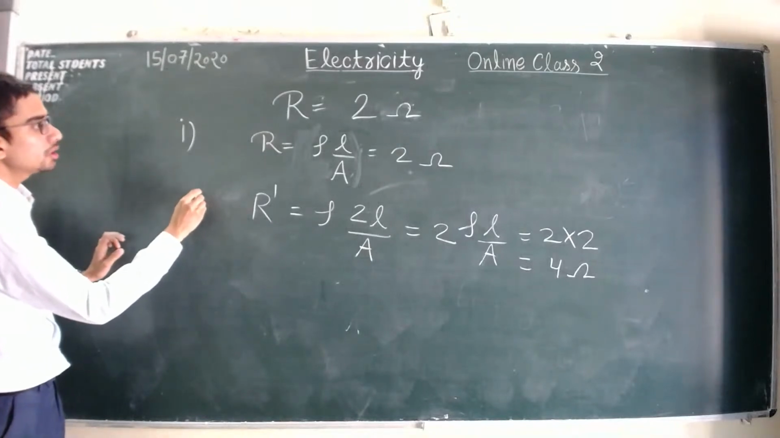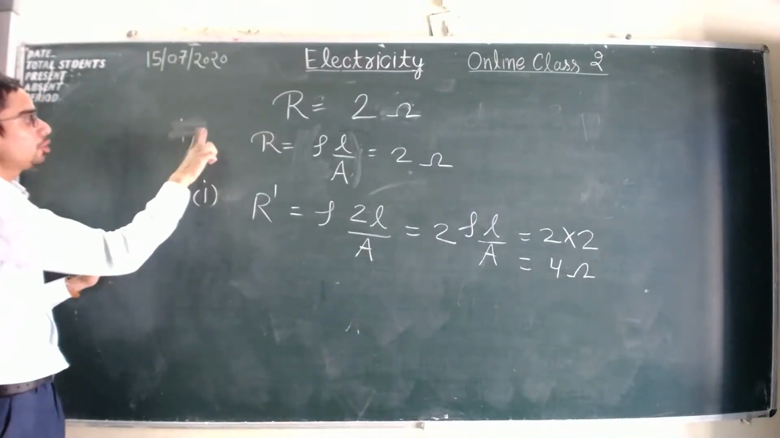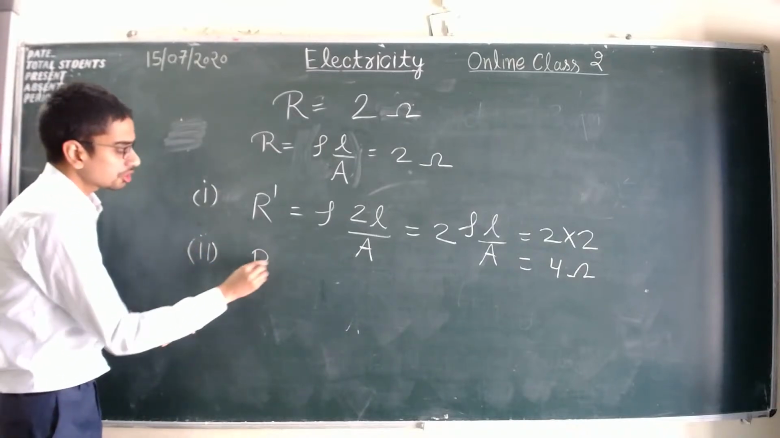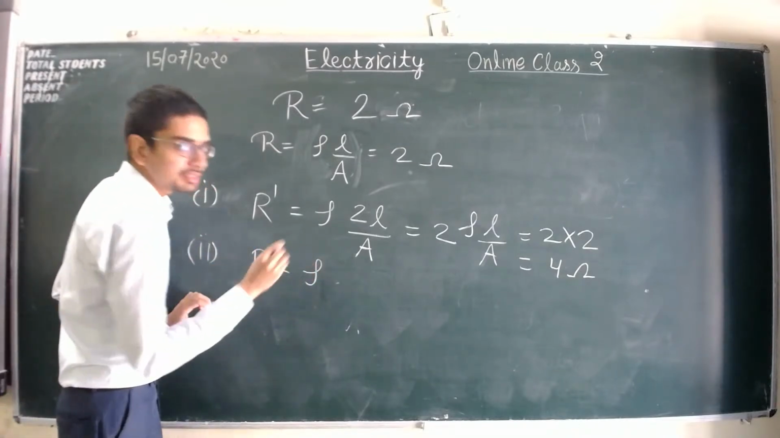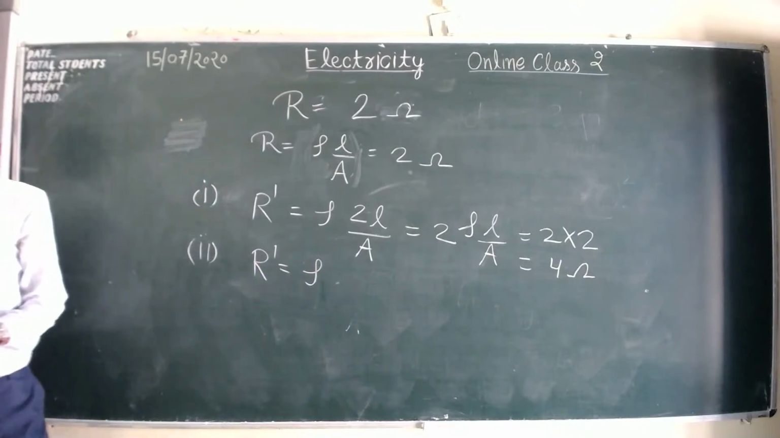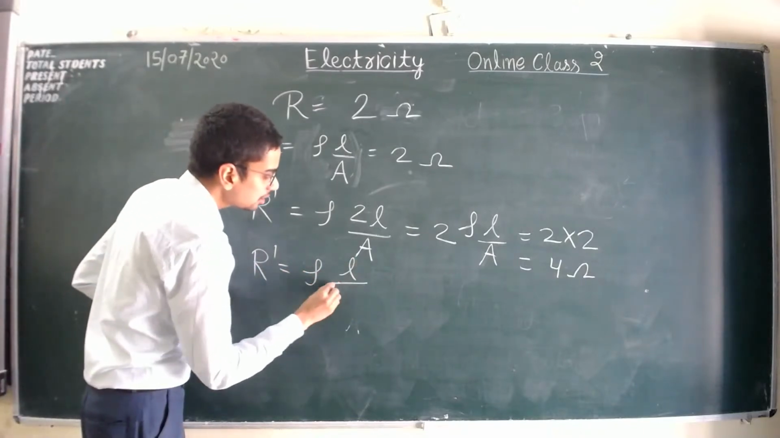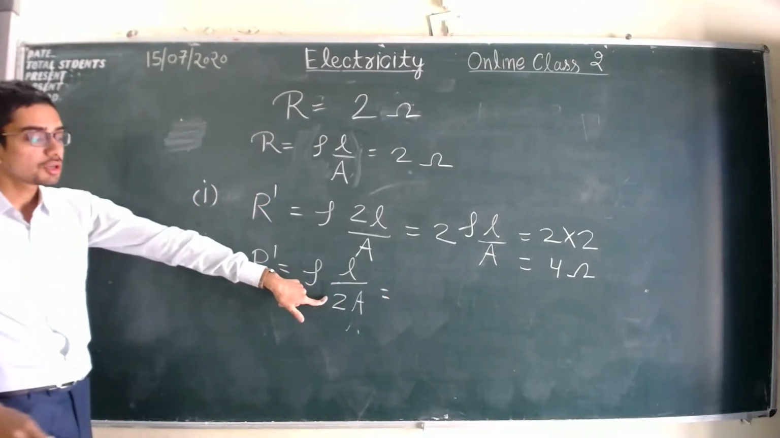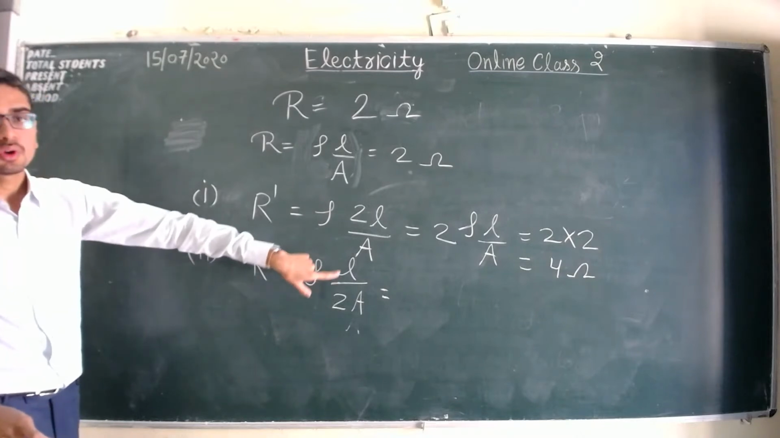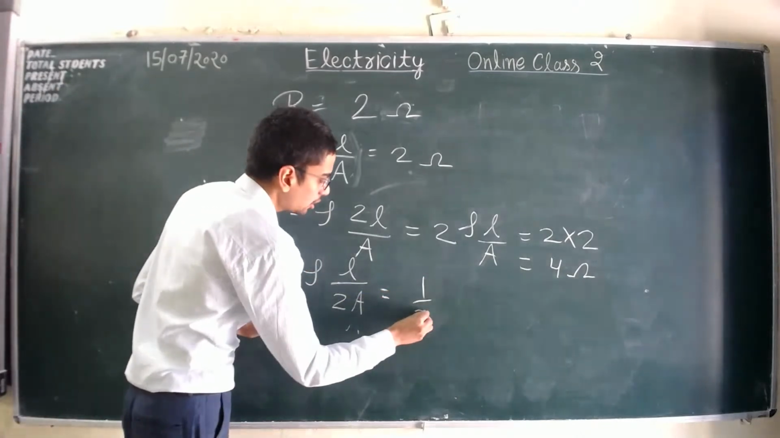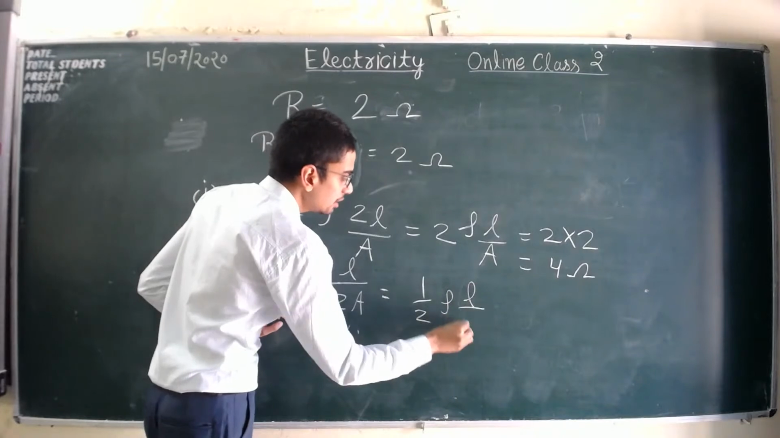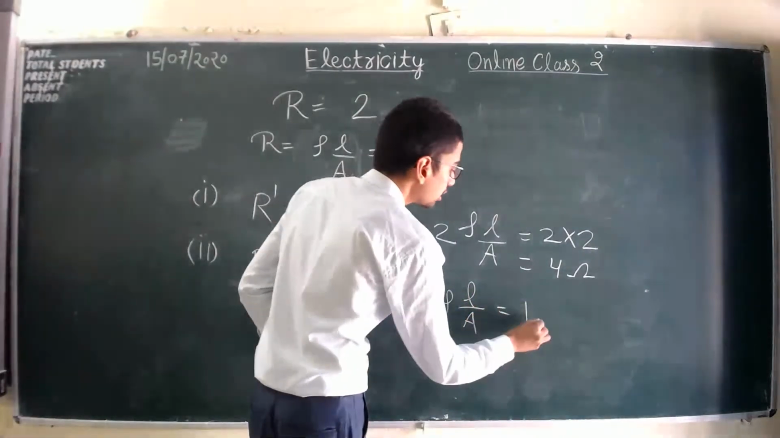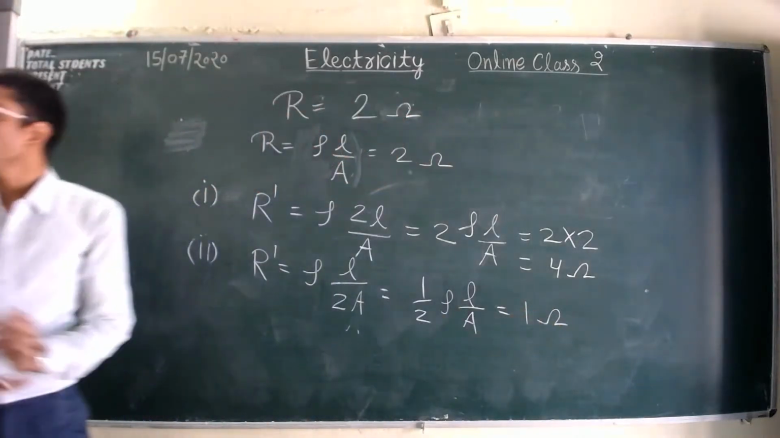This is part 1. Part 2, you should solve yourself. R dash. In this case, area is doubled. So L by 2A. Bring the constant forward. What is the constant? Not 2. It is 1/2. So 1/2 rho L by A. Rho L by A is 2, so it will be 1 ohm. Okay, any doubt you can ask?